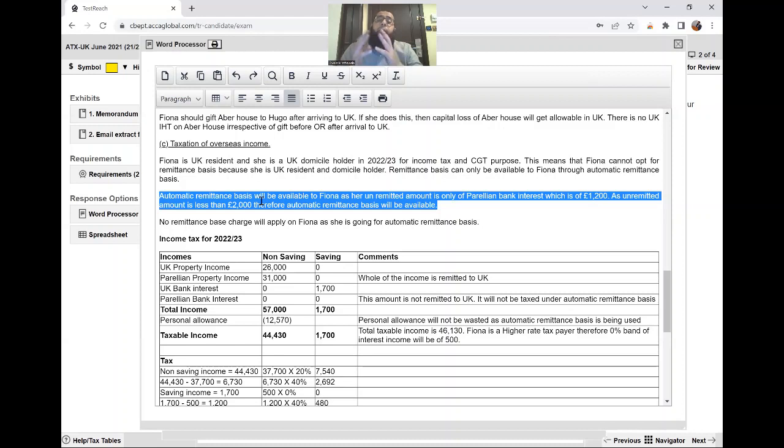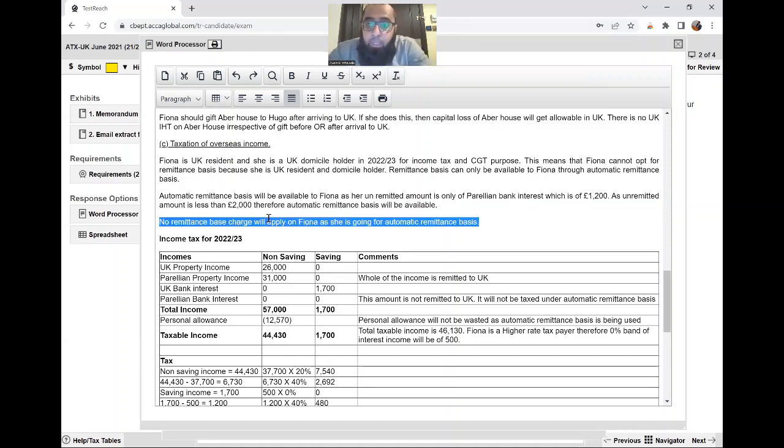Now, when automatic remittance basis is available, you don't face any punishments. There will be no withdrawal of personal allowance or things like that. There will be no remittance-based charge either. Okay? Simply, you can go for remittance basis and there will be no punishment. There will be no remittance-based charge.